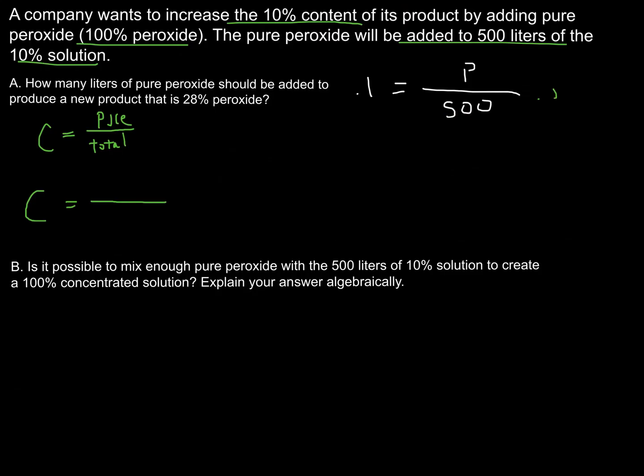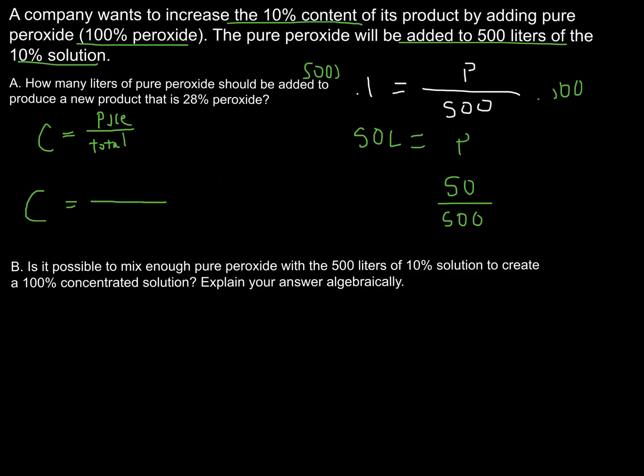I'll multiply by 500 on both sides. And then all of a sudden, I'm left with the pure value, which is simply going to be 50 liters, right? And that makes sense. If P were equivalent to 50, well, 50 out of 500 is 0.1 or 10%. So at the very beginning, my situation is that I have 50 liters of pure peroxide and 500 liters of the total content.